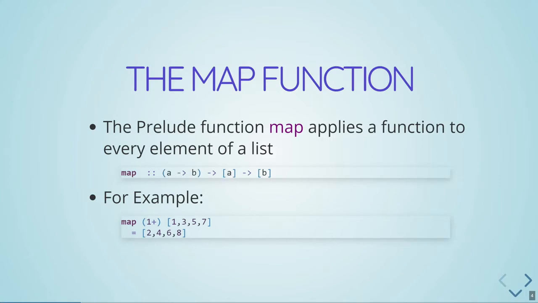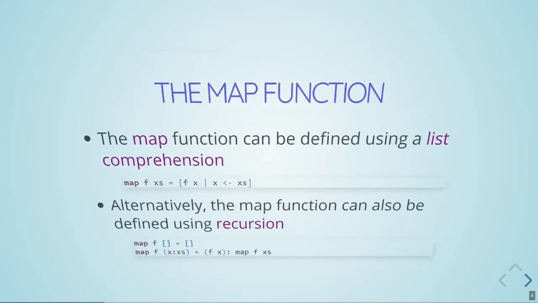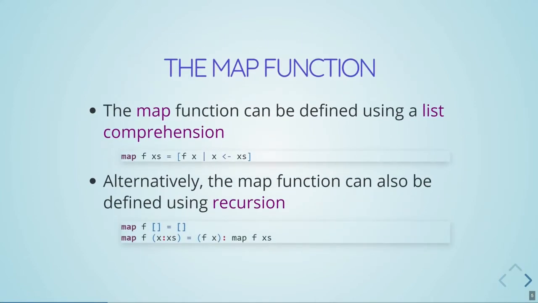So for example, we can apply map the function +1 to a list of 1, 3, 5, 7, and we get back the list 2, 4, 6, 8. We could define map a couple of different ways. One way is through list comprehension. So we could specify that the map of a function f over a list xs is going to be the list where we take every x out of xs and we apply f to it.